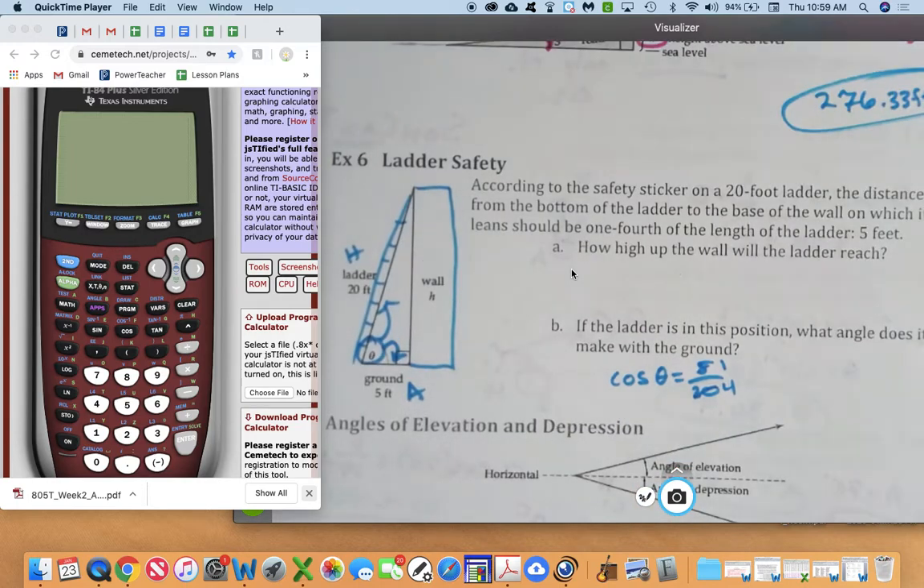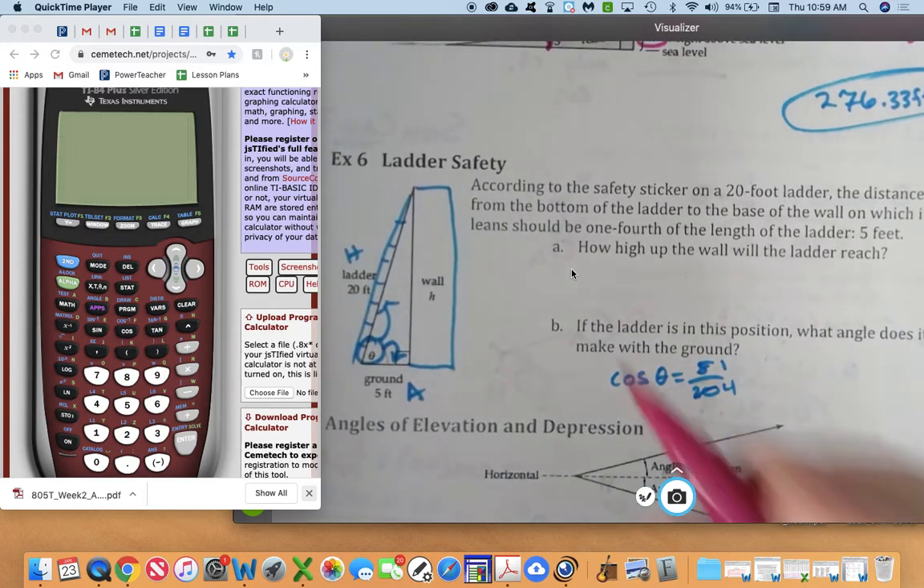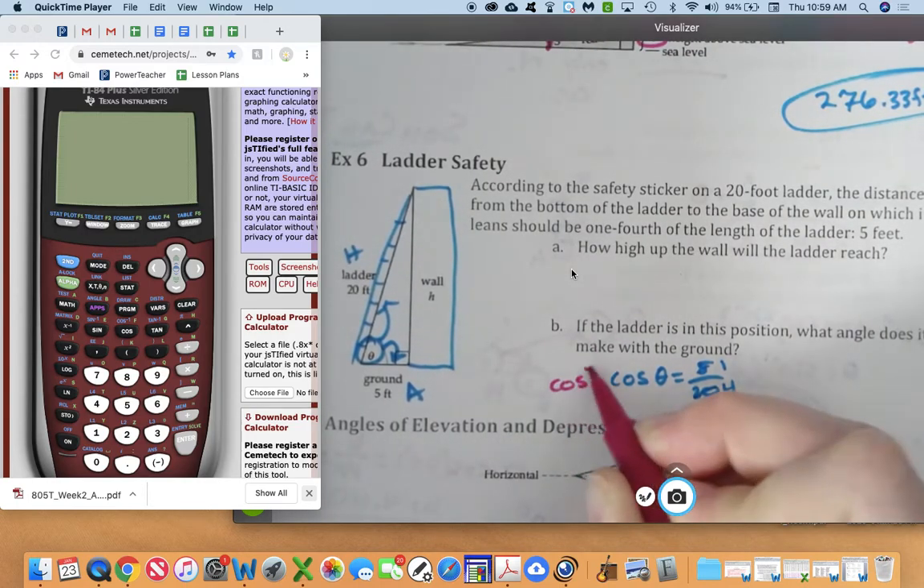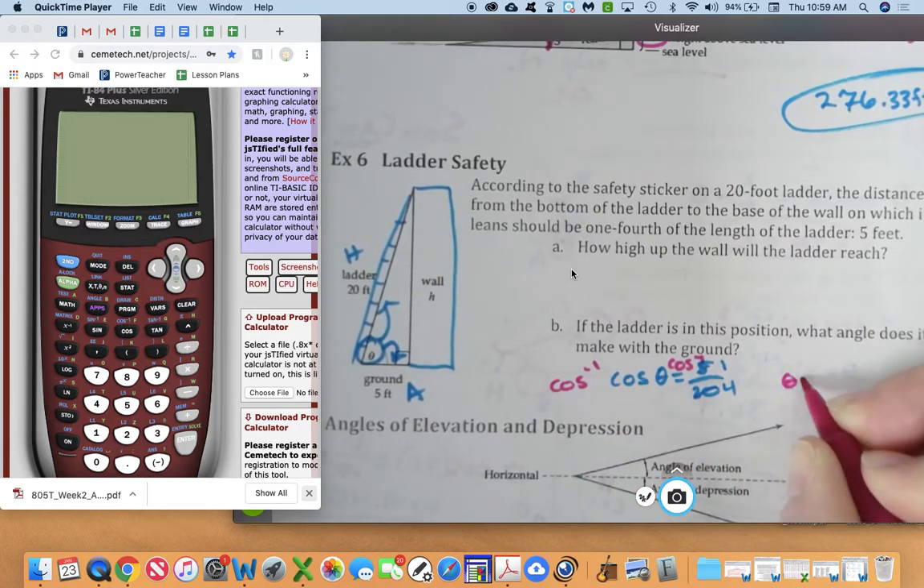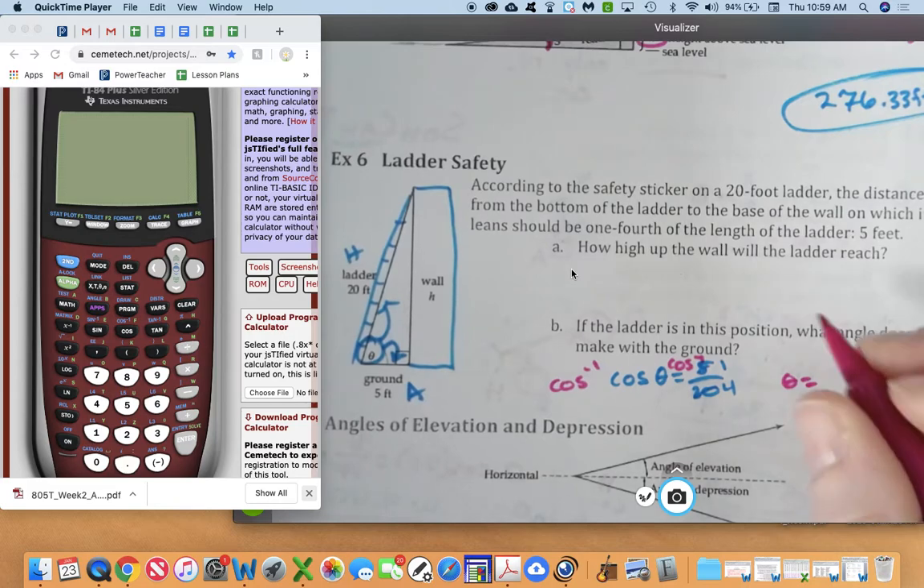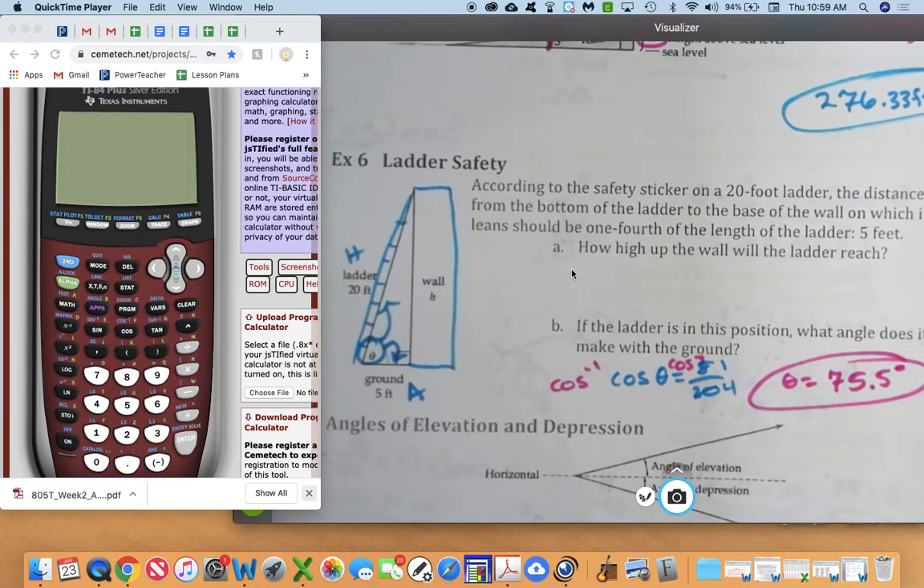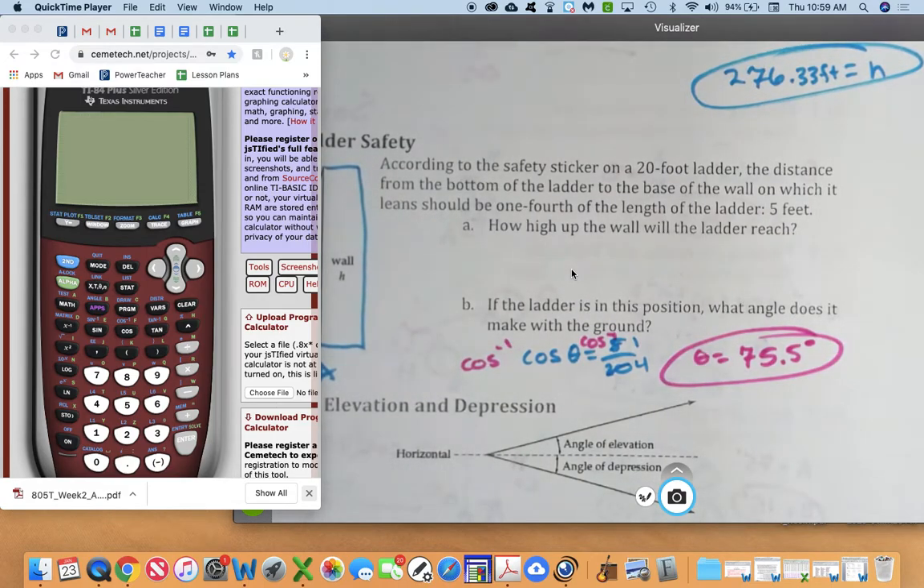Inverse cosine. Well, this is easy now. 75.52. We'll go with 75.5 degrees. That was part B. We solved part B first. They want to know how high up the wall the ladder will reach.